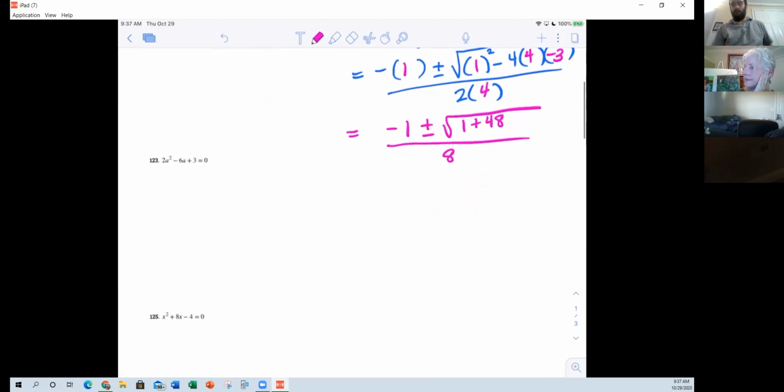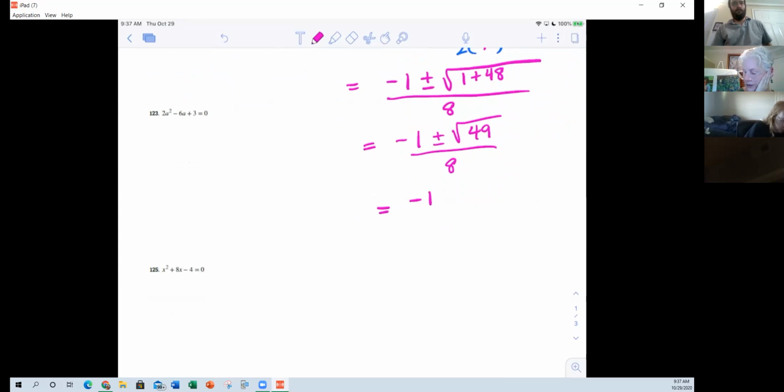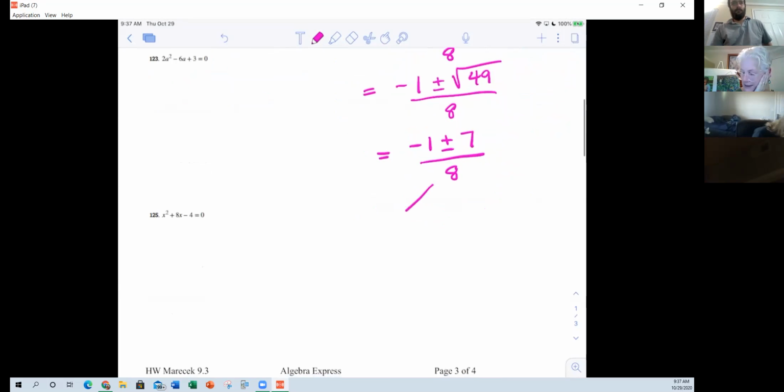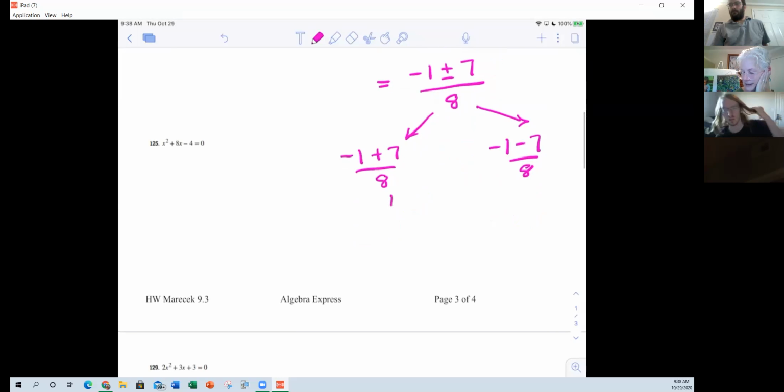Over 8. So that's going to be -1 plus or minus the square root of 49 over 8. And that would be -1 plus or minus 7 over 8. Okay, so now I'm going to split this up because I know I have two answers. It's going to be -1 plus 7 over 8 or -1 minus 7 over 8. So this would be 6 over 8, which is 3 over 4. And this would be -8 over 8, which is just -1.